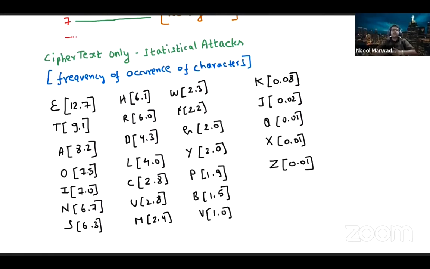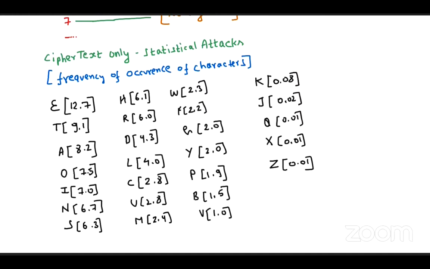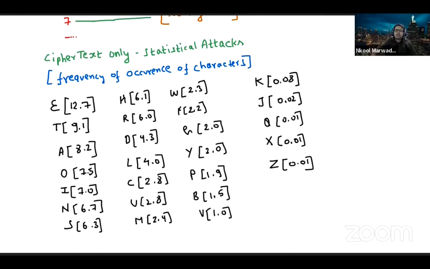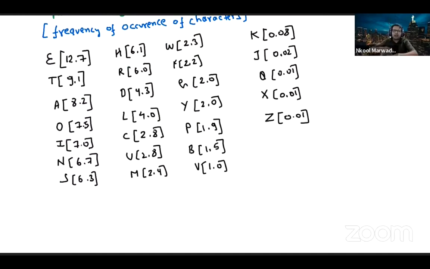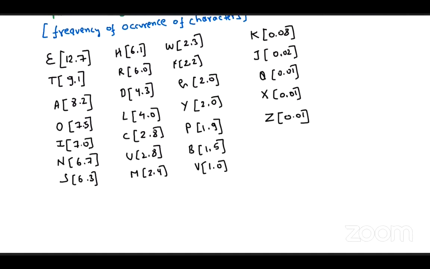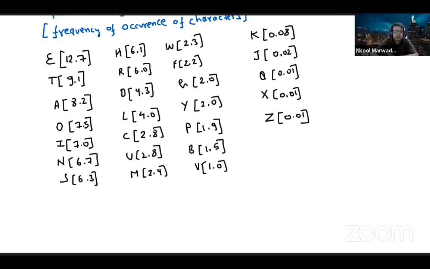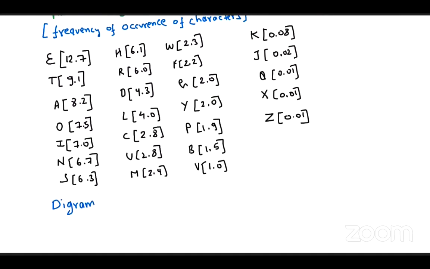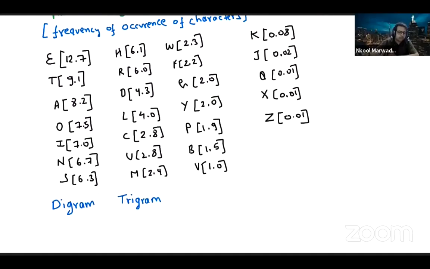Now the idea is that the frequency of occurrence of one character many times is not sufficient. So what we do, we take two characters together and calculate the frequency, and we call it a digram. Then we take three characters and calculate the frequency, that we call a trigram. So we make use of digram and trigram. The digram is the 2-letter group and the trigram is the 3-letter group.